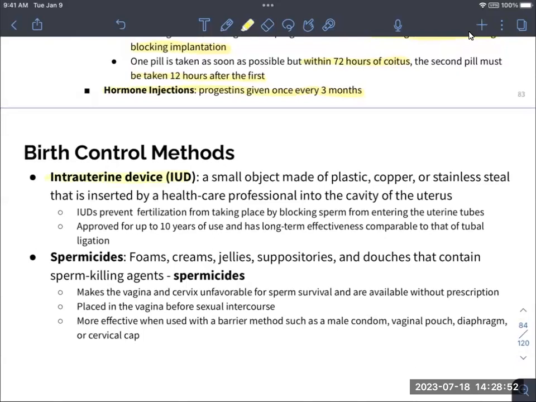Intrauterine devices. This is something that is stuck up into the uterus to prevent fertilization, blocking sperm from getting into those uterine tubes, and they can be used for up to 10 years. Spermicides, there's a lot of different kinds, but their main purpose is they contain sperm killing agents. So those sperm get killed upon ejaculation.